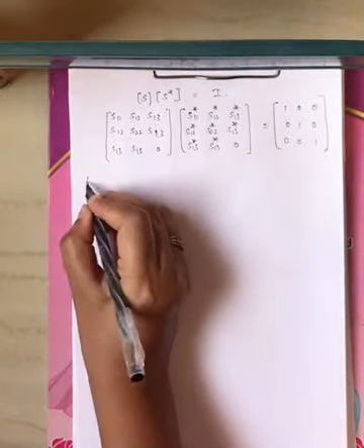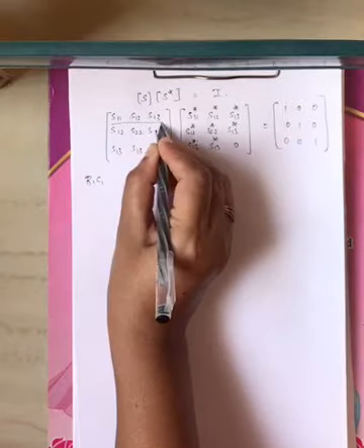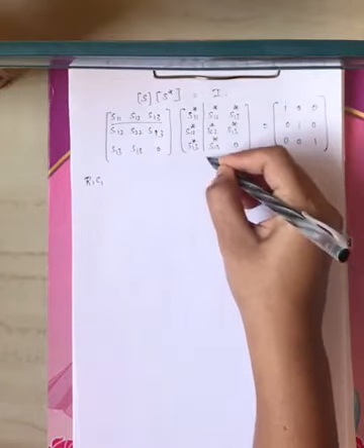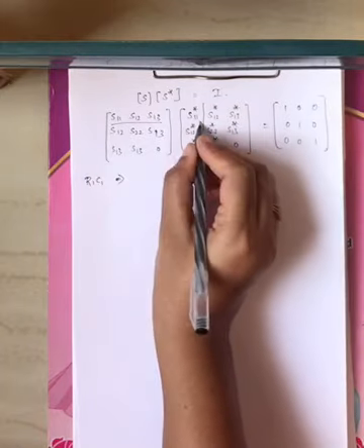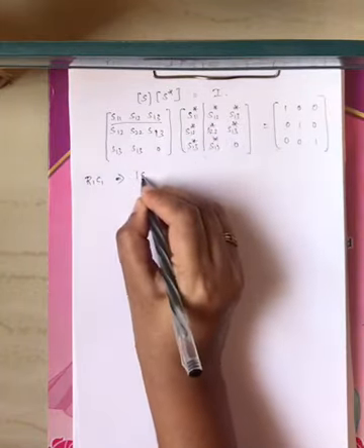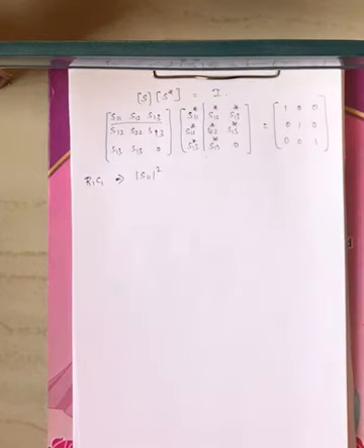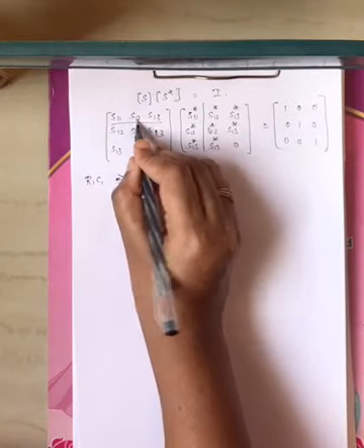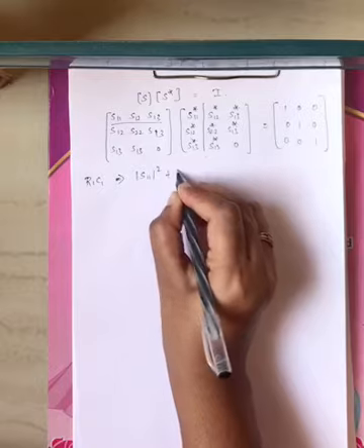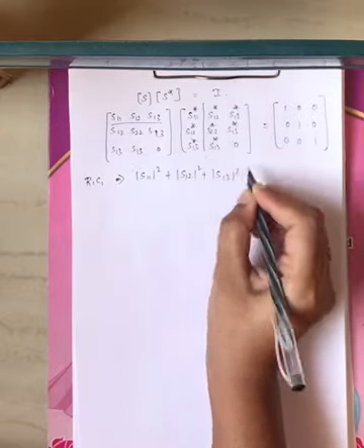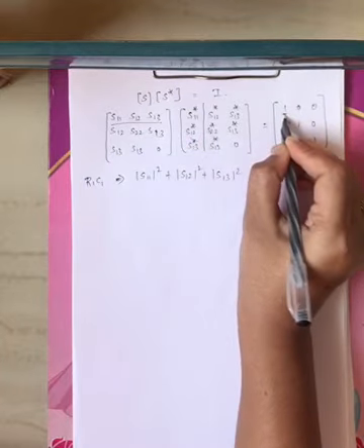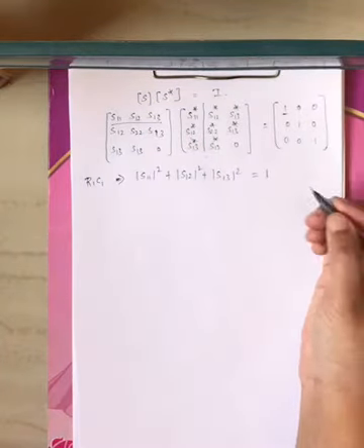Now multiply row 1 with column 1. If I multiply R1 C1, what will you get? S11 into S11 conjugate, which I can represent as mod S11 square, plus S12 into S12 conjugate, which is mod S12 square, plus mod S13 square. R1 C1, what is the value? 1. So this is equal to 1.